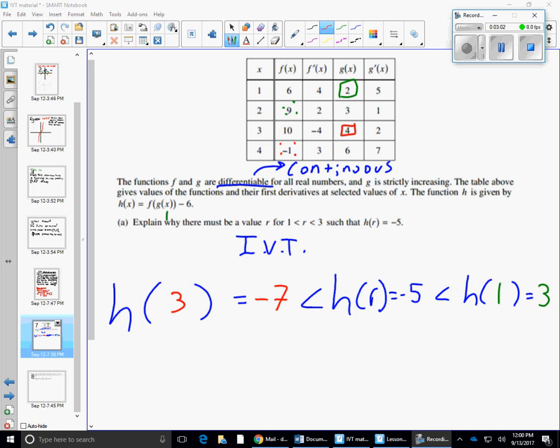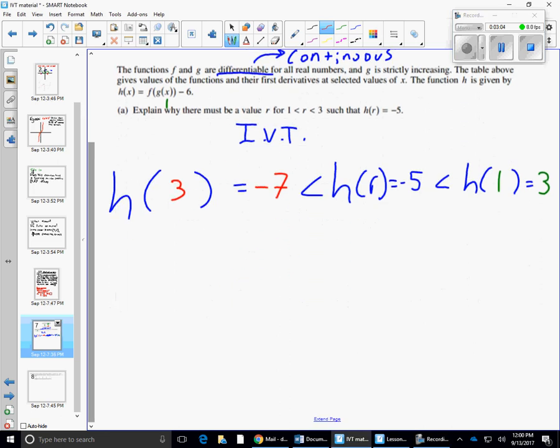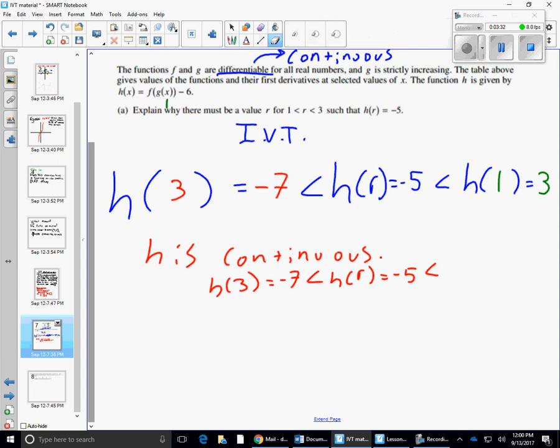So from this, we can say, well, h is continuous because both f and g are continuous. So h is continuous, and h of 3 equals minus 7 is less than h of r equals minus 5, which is less than h of 1, which is equal to 3.